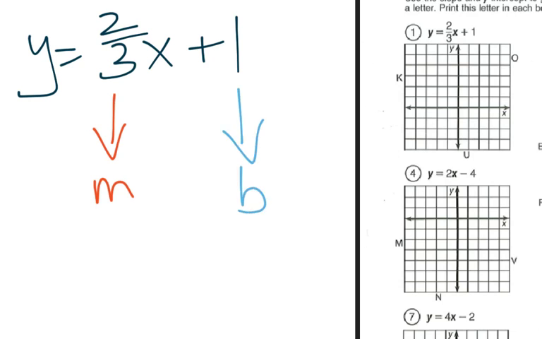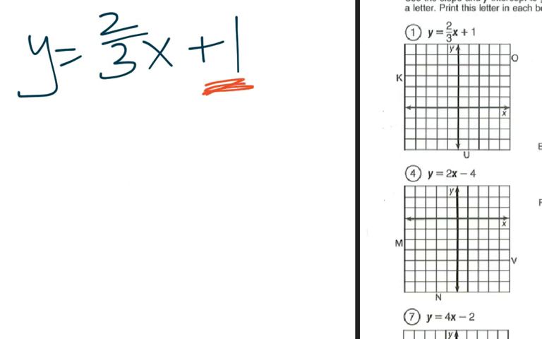So every time you see an equation written in this format, the first thing that you should think about is that it's in slope-intercept form and what each part of the equation really means. So because this is number 1, right here is the slope, and this is the y-intercept. We're going to start with that. So +1, so go up +1 on your graph and put a dot.